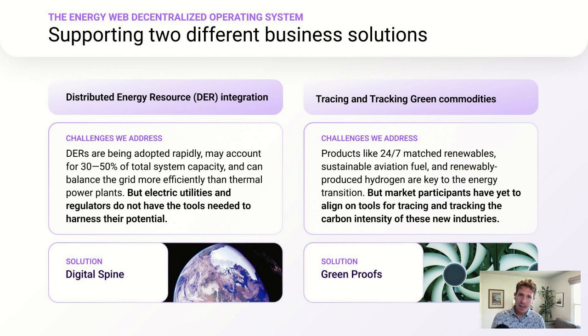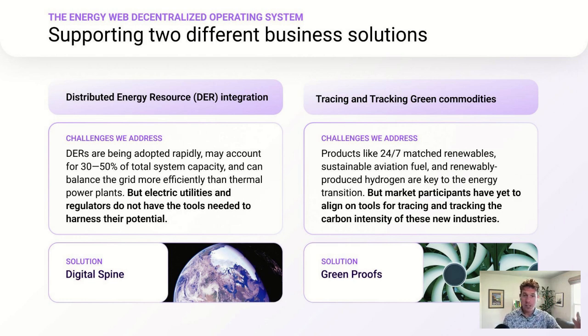If we spin over to the right side of this slide, the other primary solution that the Energy Web Decentralized Operating System is supporting is something that we call green proofs. And the context for this one is that many corporates are interested in what's called 24/7 matched renewables. So these are basically corporates that want to buy renewable electricity that's coming from specific facilities in specific places on the grid at specific times of the year or of the day even. That's a very new kind of product. There are also new products that are listed on here.